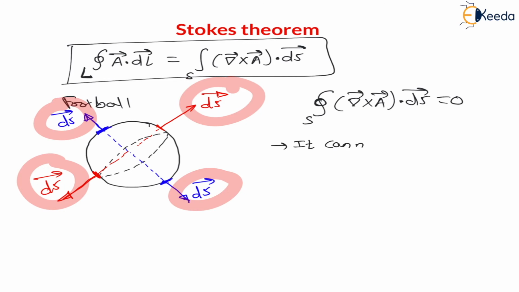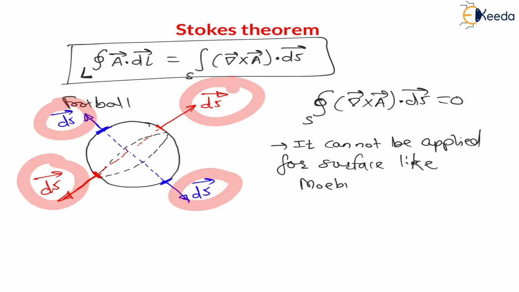It cannot be applied for a surface like a Mobius strip. Now my dear students, a Mobius strip has only a single surface. It does not have two surfaces, and for such a surface, Stokes theorem is not valid. So Stokes theorem is valid only for an open surface and closed path.